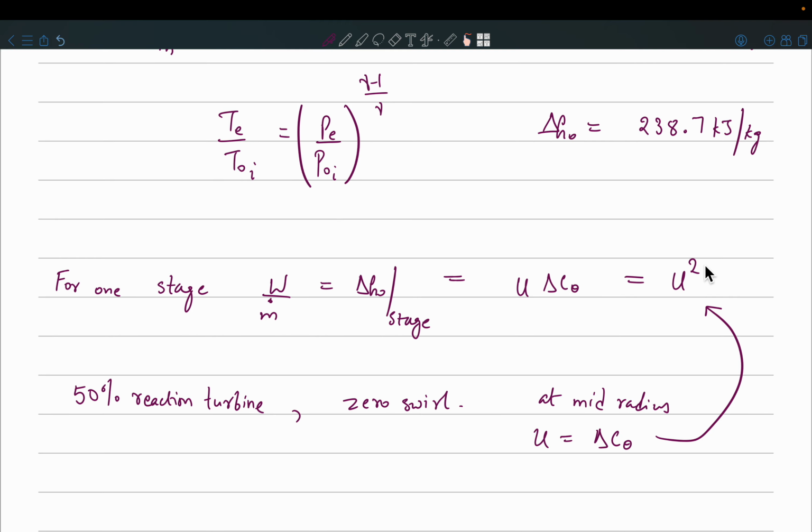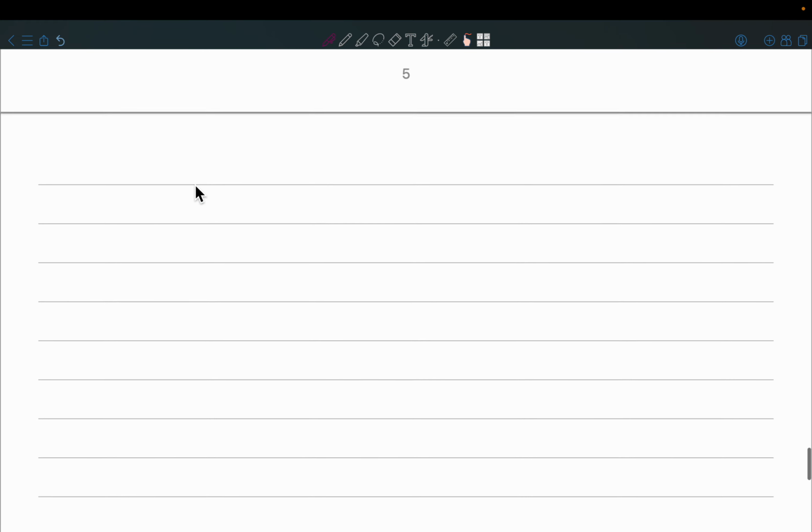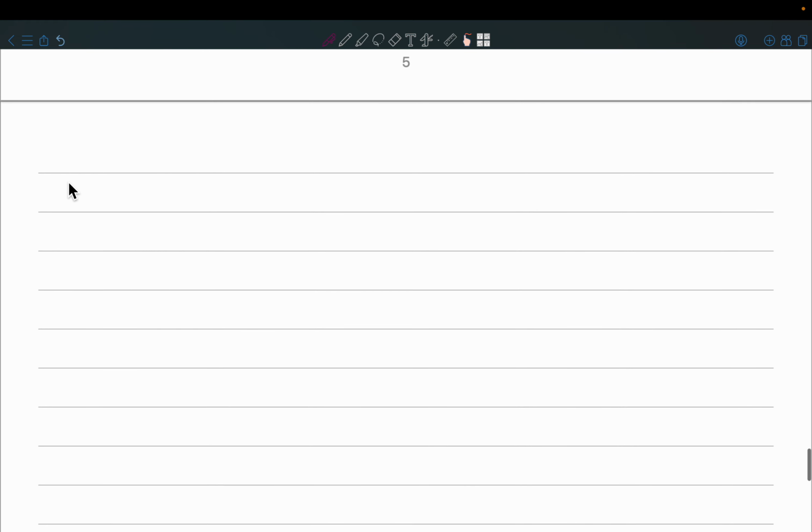Okay, now what are we given? Are we given U at the mid radius? No, but we are given U at the tip. So I know U at the tip, and I know the radius ratio of all the radii. So I can write this equation that U_t is actually R_T into the rotation speed omega, so this is R_T omega, and at the mid radius, U is equal to this mid radius R_m into omega.